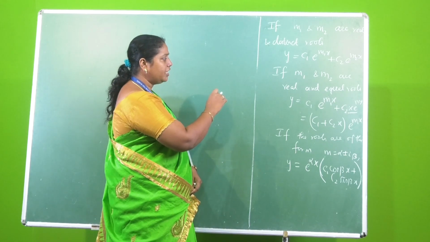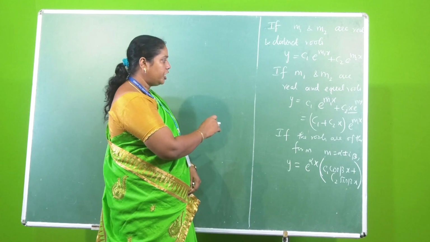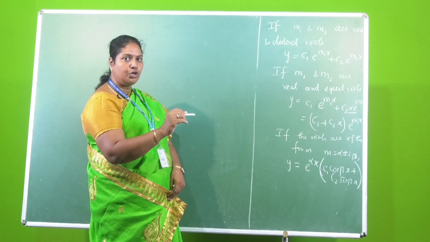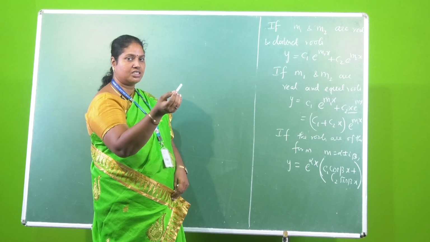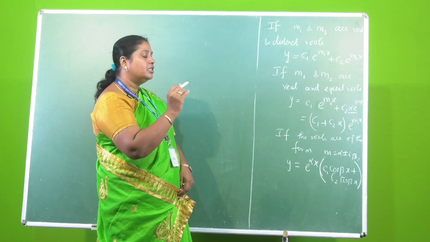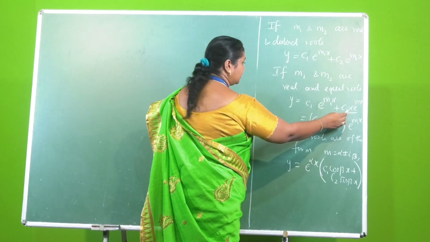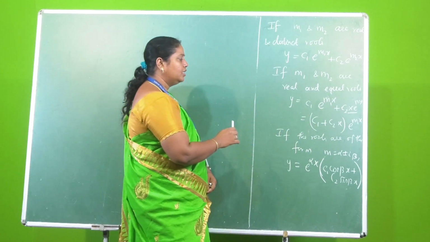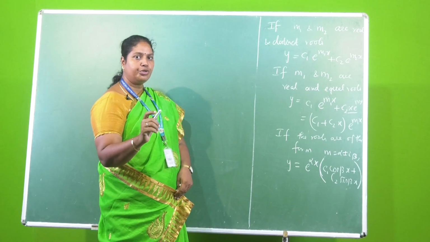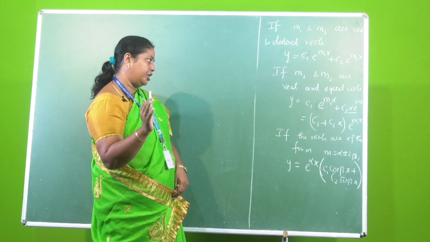Again, if M1 and M2 are real and equal roots, then the solution will be y equal to C1 e power M1x plus C2 into x into e power M1x, because M1 repeats two times. To get the independent solution, we have to insert x in the second expression. So the general solution will be of the form y equal to C1 plus C2x into e power M1x.